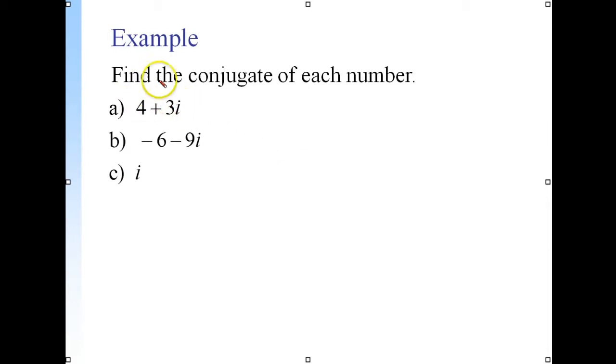Okay, so find the conjugate of each number. So this is what we have. So the conjugate of this would be 4 minus 3i. And the conjugate of this would be -6 plus 9i. And the conjugate of i is just a -i. Okay, that was pretty easy.